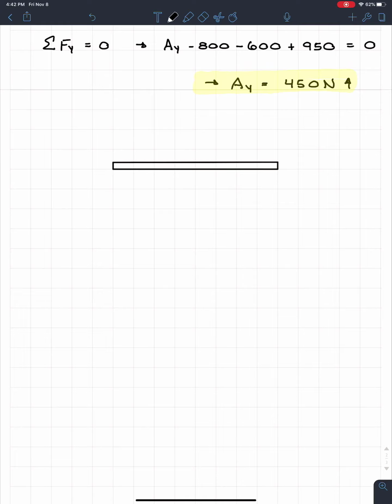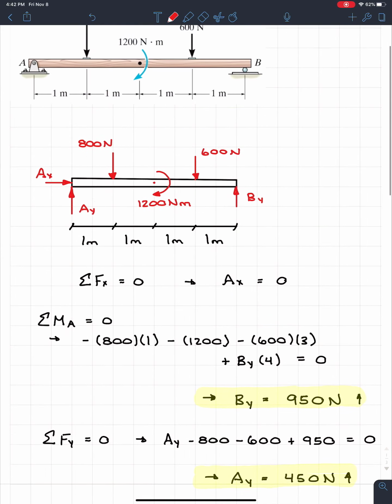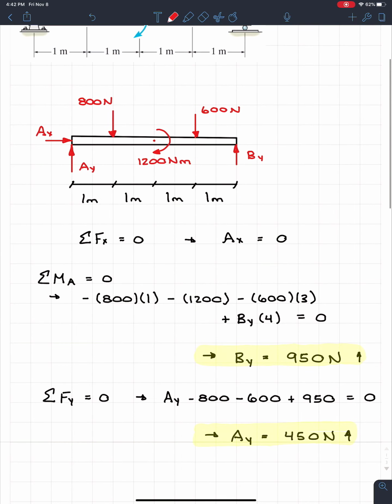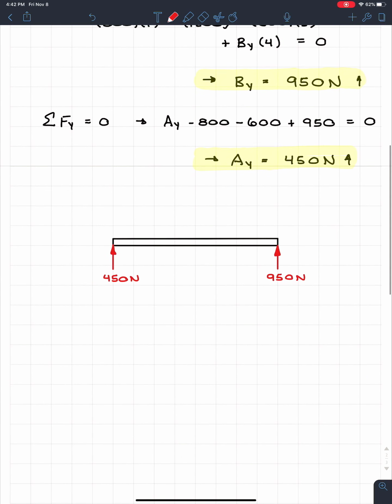But now I'm going to put all of my loads on it, and all the loads as actual numbers. I'm not going to put AY or BY, I'm going to put the actual loads. So starting with AY on this side, I know I got AY acting upwards, and it has a magnitude of 450 newtons. On the far side, I got BY acting upwards, and I know that BY has a magnitude of 950 newtons. Going across the beam, I got an 800 and a 600 Newton force downwards. So from here and right here, like this.